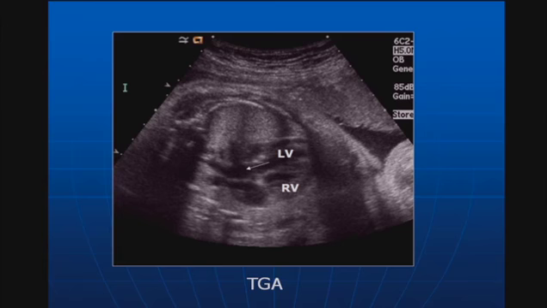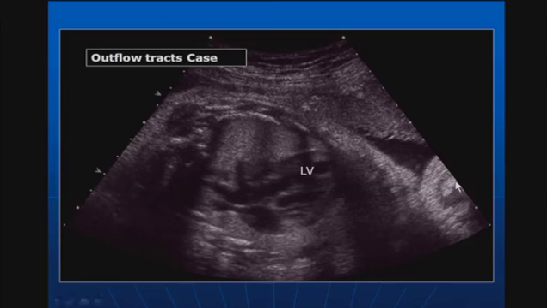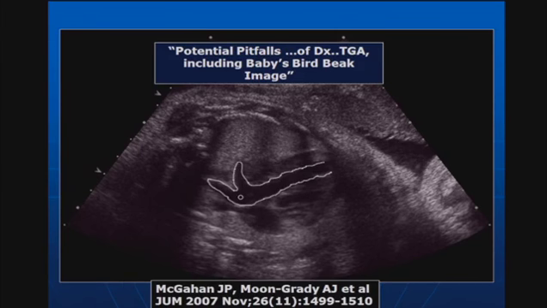In this case here, you see one other thing that I'll point out. Any tube or structure coming out of the left ventricle that bifurcates early with one of the tubes going over to the left lung, you know is really the pulmonary artery. So you see it here, you see it here, and we call this, in a publication we had, a baby's bird beak.